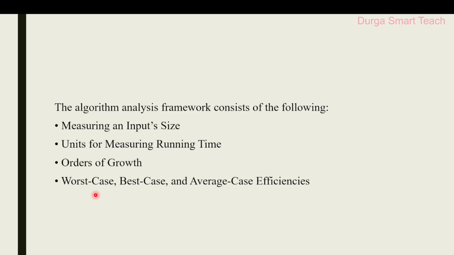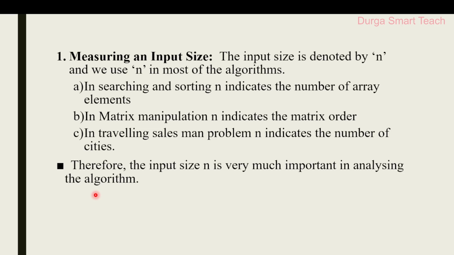The first one is measuring an input size. The input size is denoted by n in most of the algorithms. For example, if we take a searching problem or sorting problem, n indicates the number of array elements. So how many elements the array consists of, that indicates n. If we take the matrix multiplication problem, n indicates the matrix order. If we take the traveling salesman's problem, n indicates the number of cities he visited. In this way, n is nothing but the input size.